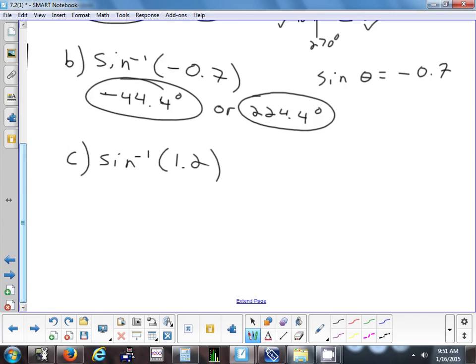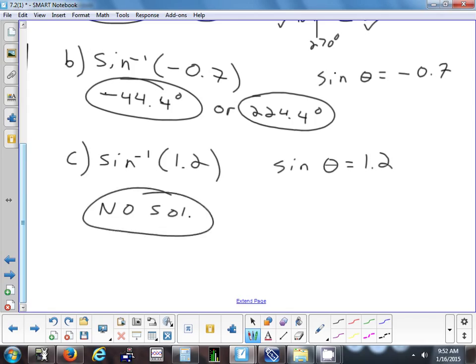This is basically saying the sine of what angle would equal 1.2. When does your graph of sine hit 1.2? Josh? It doesn't. The graph of sine never goes that high. You're trying to solve this problem. Tell me where those two lines cross. They don't. There's no solution there.